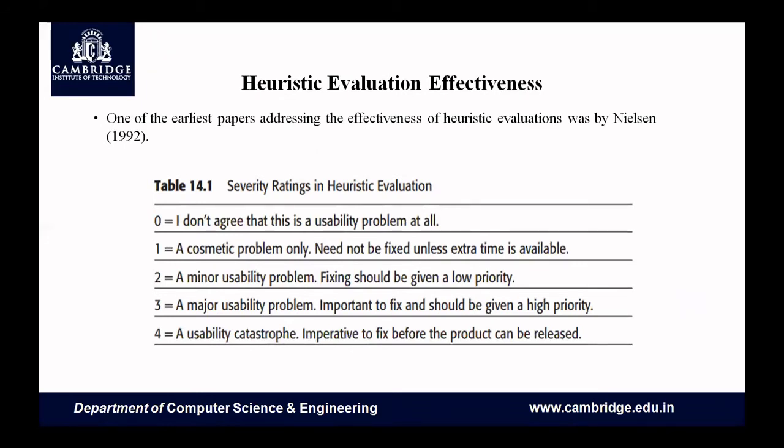Now, the evaluation effectiveness. So how effective is it, or what are these ratings? Okay. So we have 4 or 5 ratings, numbered from 0 to 4. 0 means I don't agree that this is a usability problem at all.